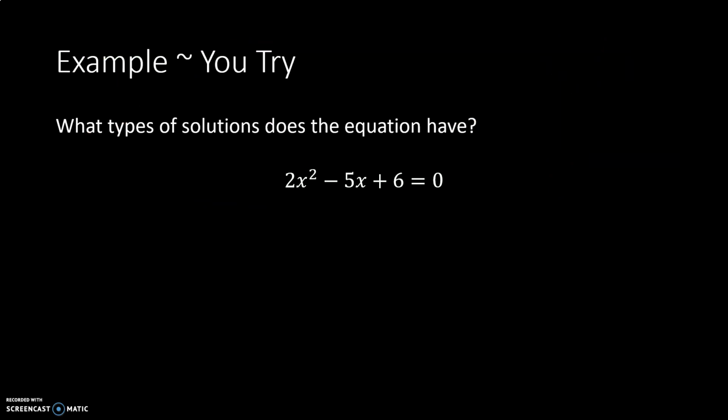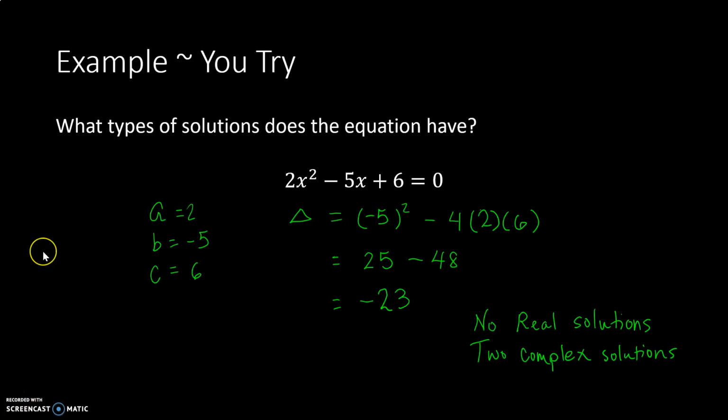All right, here's one for you to try. Please pause the video and then restart after you have tried the problem. For this problem, I got that the discriminant was negative 23. Because the discriminant was negative, that means that there are no real solutions and there are two complex solutions. I would expect my answer to have i's in it.